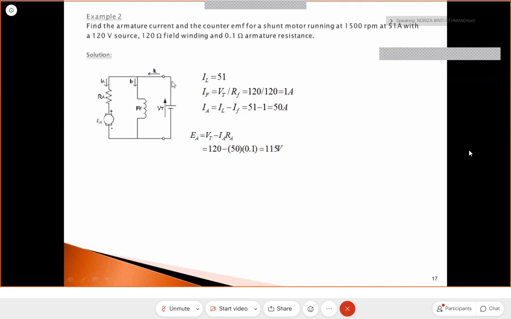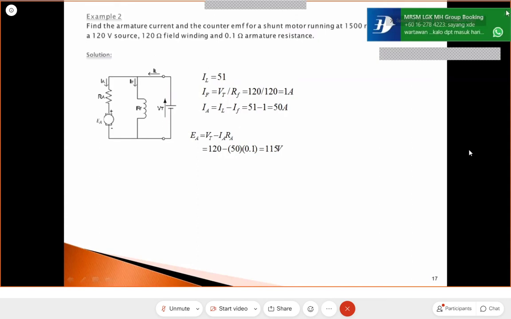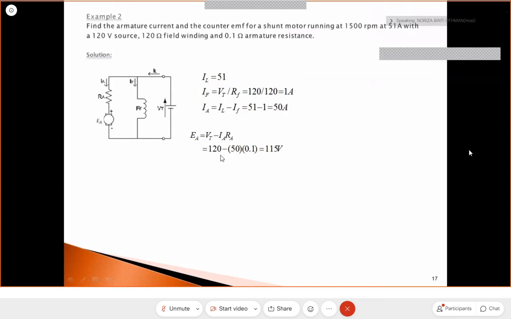So kita dapat IF equal to 1. So bila kat sini 51, kat sini 1 ampere, then current IA akan jadi 50. 51 tolak 1. Okay, so IA plus IF equal to IL. IL 51, IF equal to 1. So we can determine IA. So IA equal to 50. Okay, untuk determine EA, EA equal to VT minus IA RA. So 120 minus 50 times RA. IA 50, RA is 0.1 given, so you dapat 115 volt.